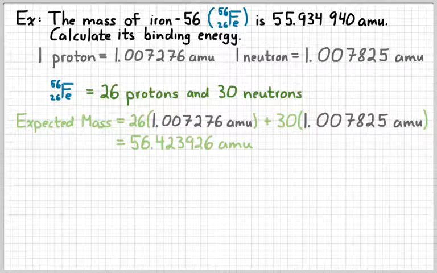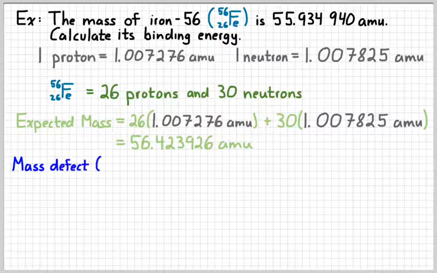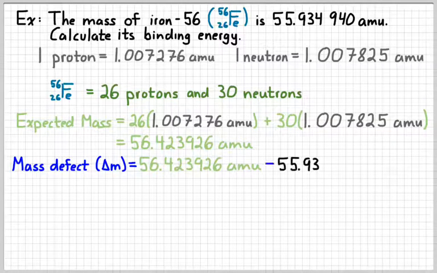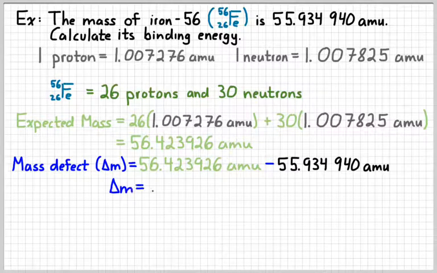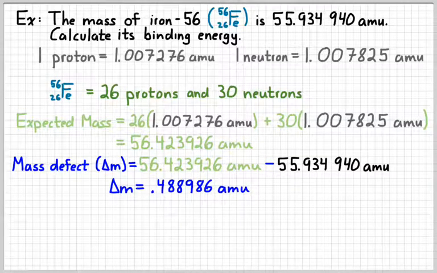That's obviously bigger than the actual mass of iron 56. So the mass defect, which we might call delta M, just subtract the mass we should have gotten from the mass that we actually get when we measure the mass of iron, and we would get something like 0.488986 AMUs. So let's use that to find the binding energy.